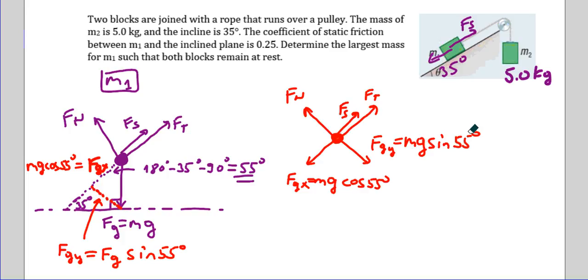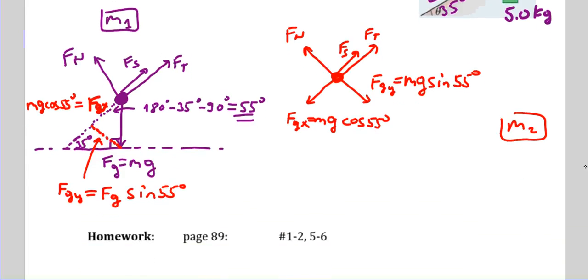We can also do a free body diagram for the mass 2, which will be much simpler. Force of tension acting up. We also have a force of gravity, which is Fg2, acting downwards.